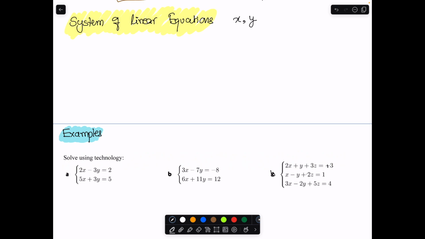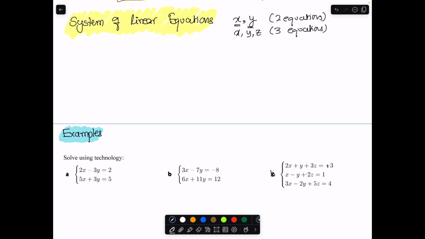So for a system having two unknown variables x and y, you need two equations to solve this system of two-variable equations. If you have three variables x, y, and z, you would need three equations, and so on and so forth. If you have four variables, four equations. So remember, the number of unknowns should be equal to the number of linear equations. That's how you will get a unique solution.